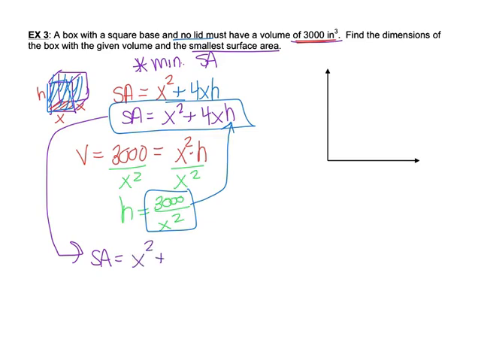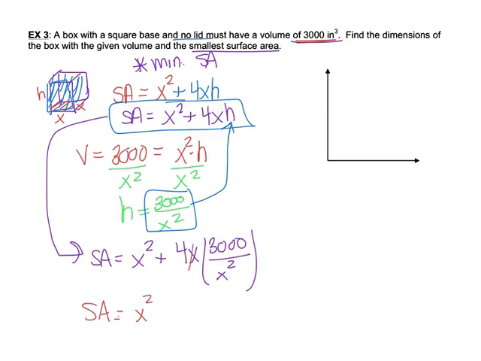X squared plus 4 times x times h, and instead of h I'm typing in this whole thing, 3,000 divided by x squared. Now this is our final formula. You can plug that into your calculator as it is, or you can simplify it a little bit. I like to simplify it. Remember, there's pros and cons to both. If you simplify it, you risk making a mistake in that process. If you type it into your calculator as is, you just have extra numbers and extra buttons to push, and there's room for error there as well. So decide what you prefer and just do it your way.